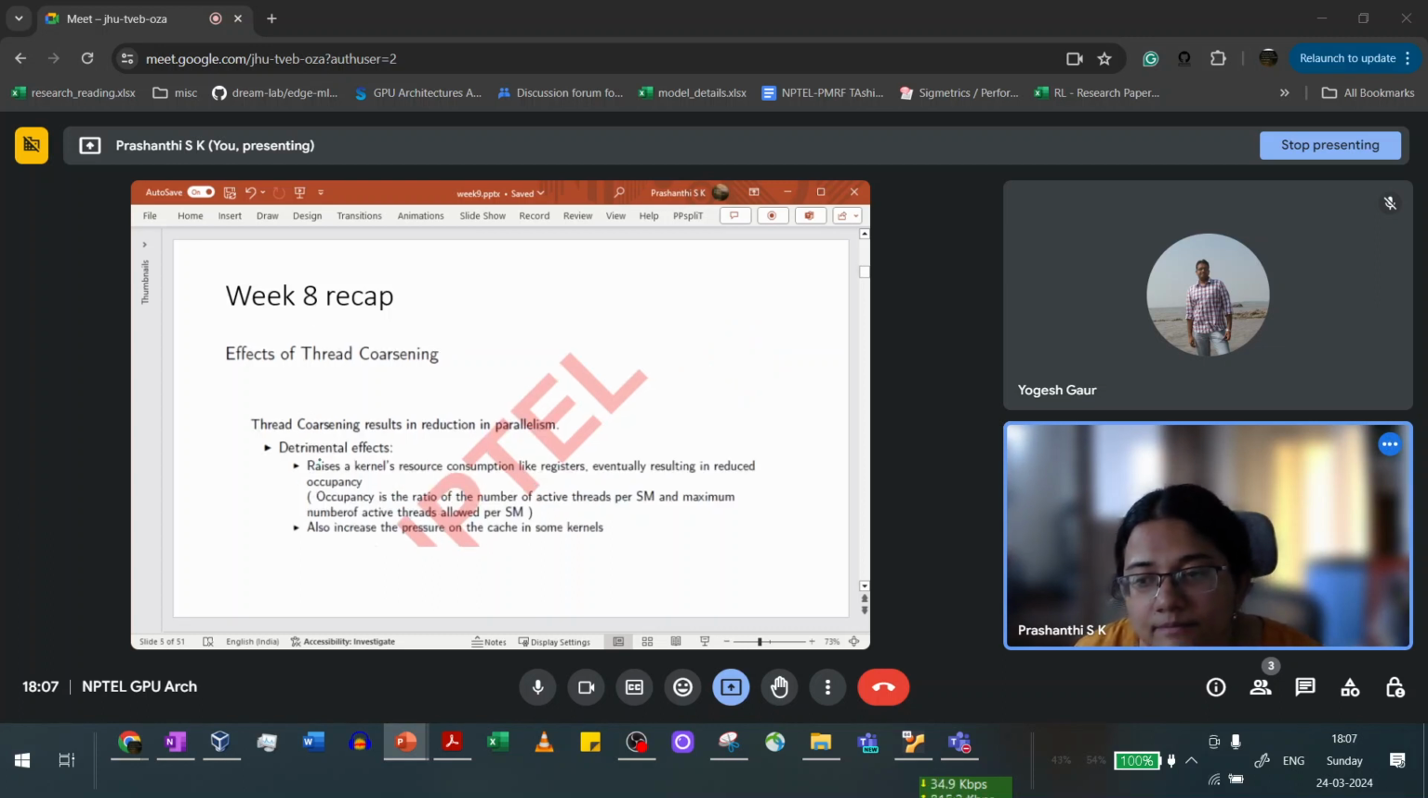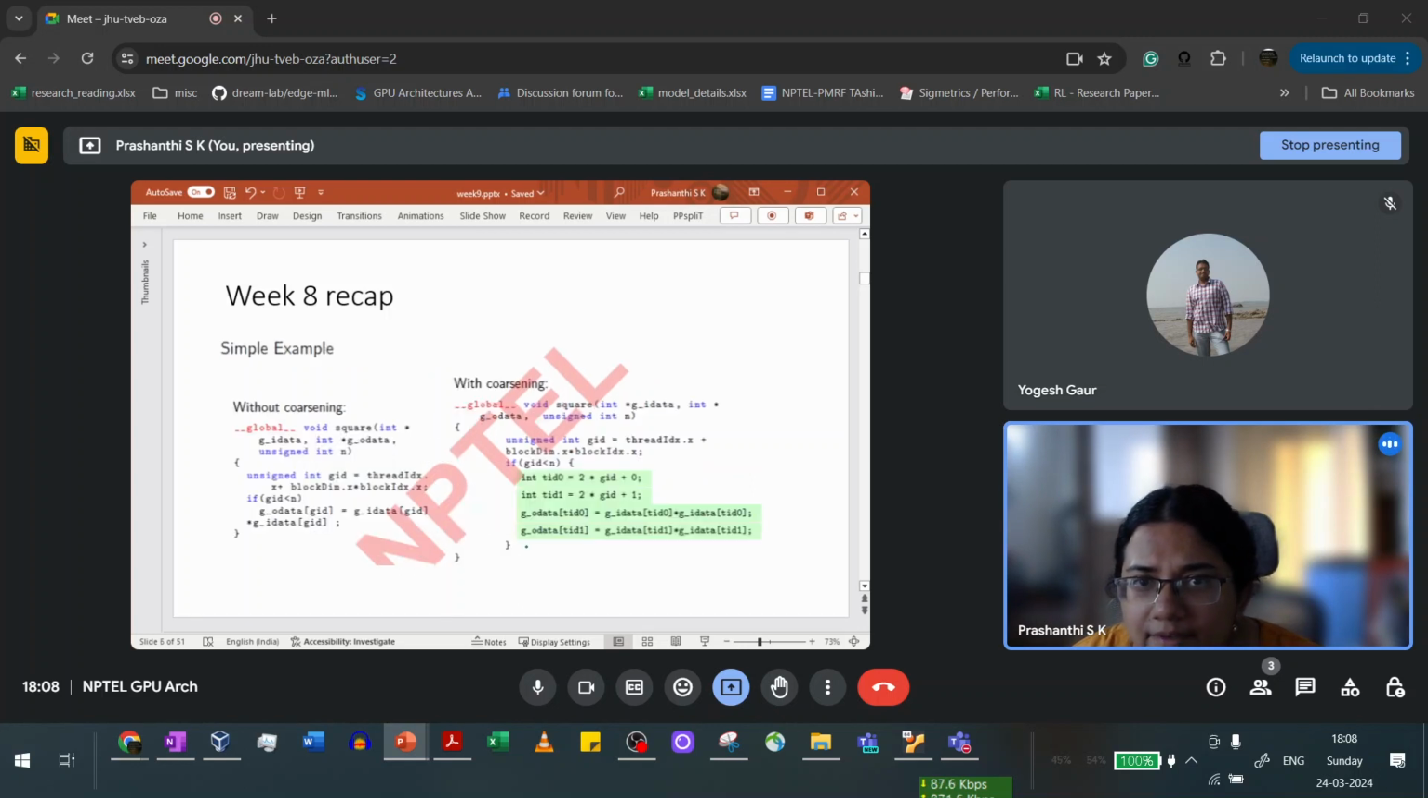What are the disadvantages of doing this? Basically, your resource consumption, like registers, goes up, and that could reduce your total occupancy in the SM. Occupancy is defined as the ratio of active threads per SM to the max number of active threads per SM. So even though an SM may have a limit like, say, 1024, you may not be able to retain that many actively because of the increased resource consumption, right? So you have some effects like that.